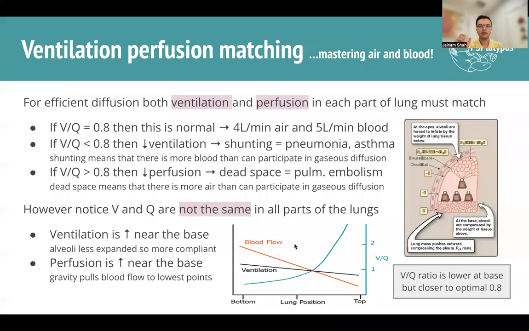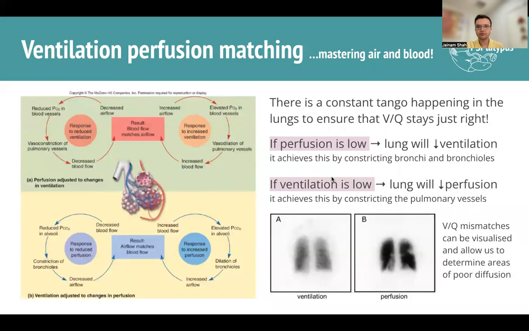If I've got good ventilation but really low perfusion, that's going to be a concept of dead space. So one of the big red flags I'll be thinking about is: is there an embolism that's causing this? And of course, there'll be other things if that's not the case.